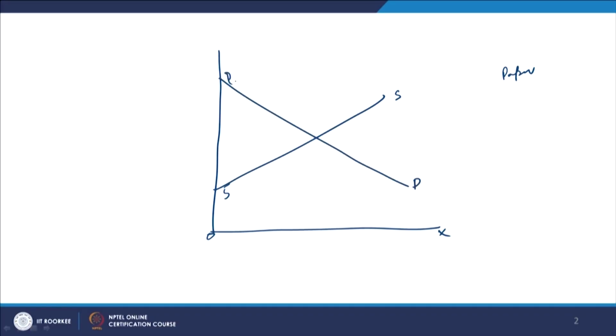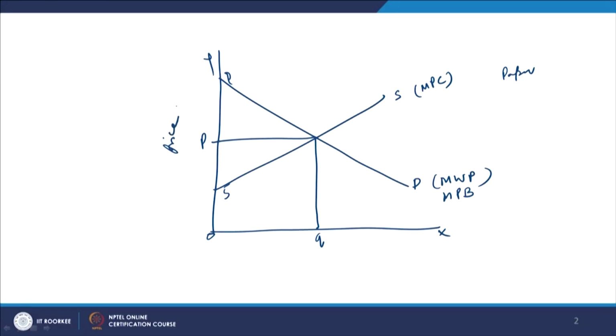DD is our marginal willingness to pay, which is also called marginal private benefit, and SS is also called marginal private cost, and this is the equilibrium output OQ, and OP is the price. Now, this supply curve does not include external cost.